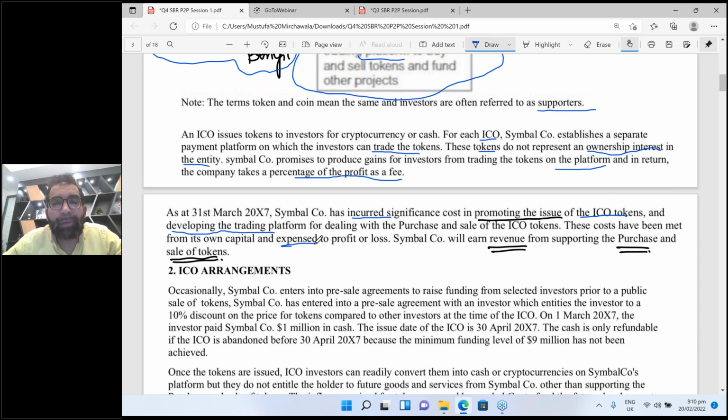Do you think the complete amount should go in expense? The answer is no. I just discussed, the answer is no. Only the promoting expense will go in P&L as an expense. The remaining trading platform cost may be capitalized if you are expecting economic benefit, and if it is in your control, then you can capitalize it. Okay, this is the simple thing and not difficult. The company will earn revenue from supporting the purchase and sale of tokens. Yes, we'll get the percentage.